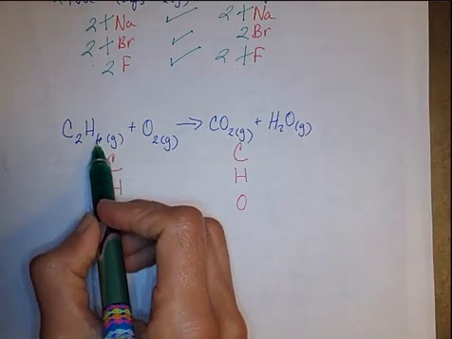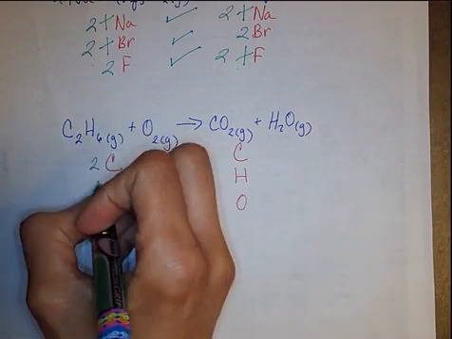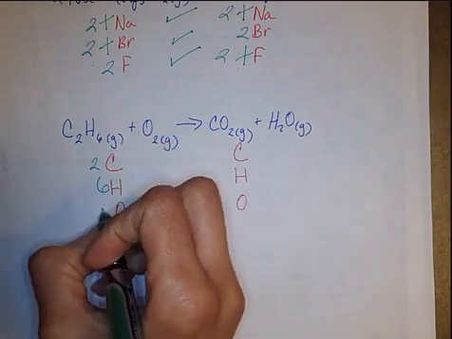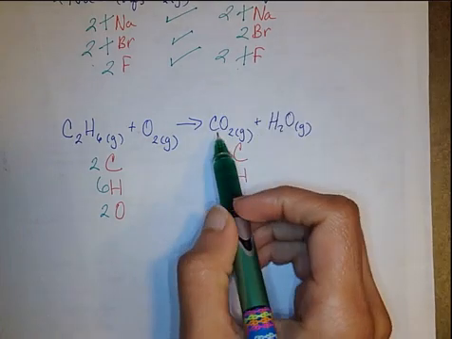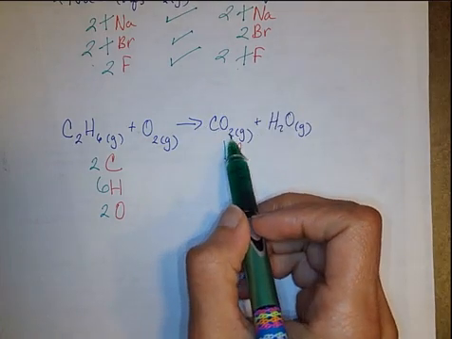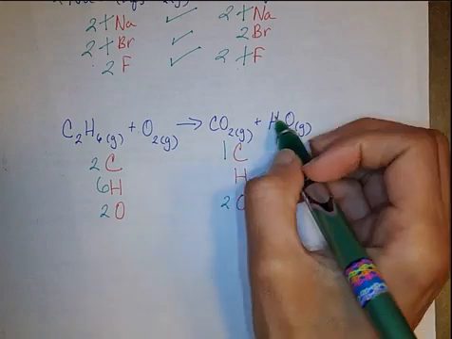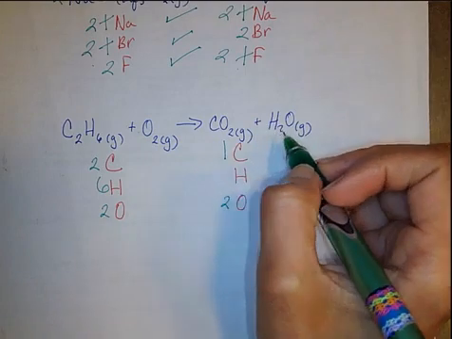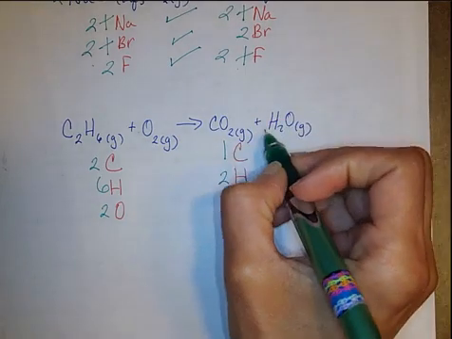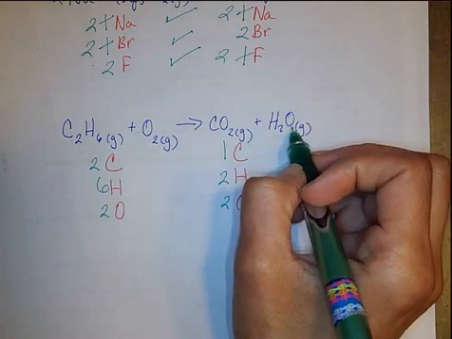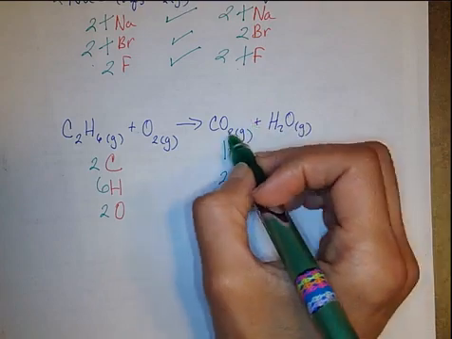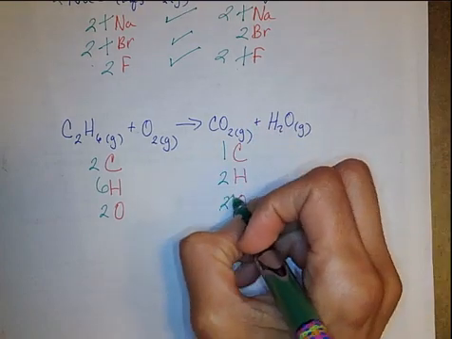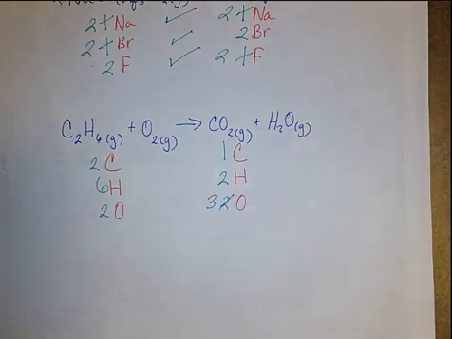I've got 6. 1 times 6 is 6 hydrogens. 1 times 2 is 2 oxygens. 1 times 1 is 1 carbon. 1 times 2 is 2 oxygens. 1 times 2 is 2 hydrogens. And then I've got 1 times 1 is 1 oxygen. But I already have oxygen here, so it's 1 plus 2. That would give me a total of 3 oxygens that are truly present.